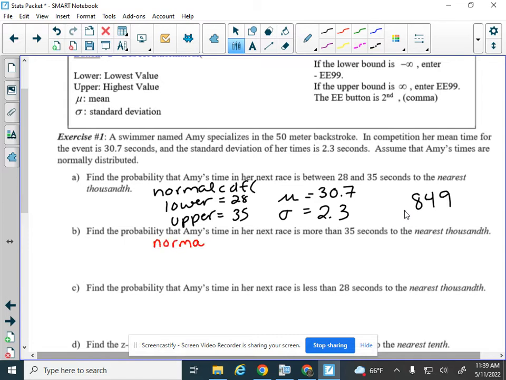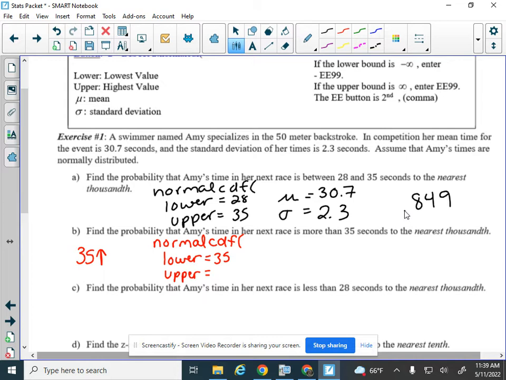So normal CDF. Now here, I want more than 35. So I want 35 or greater. Okay? So my lower is 35. My upper, she could spend hours, days. Like it basically is positive infinity.